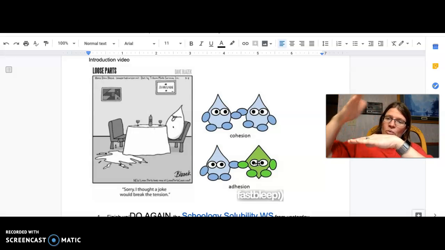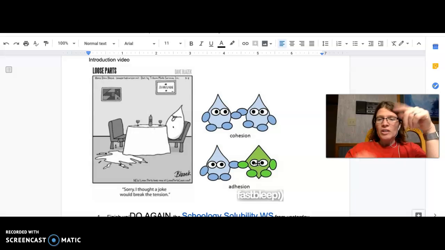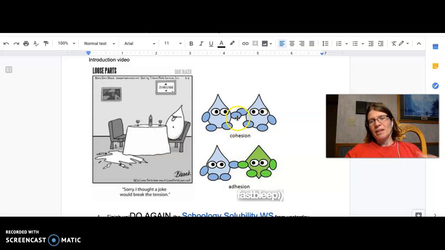You stick it to something else, which is adhesion. Cohesion is when they're both the same, like coworkers. You are doing the same job. They are sticking to the same types of molecules. Okay, so that's just a little way to keep those two things separated.